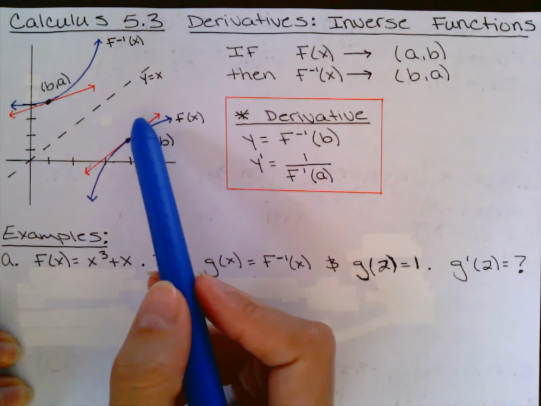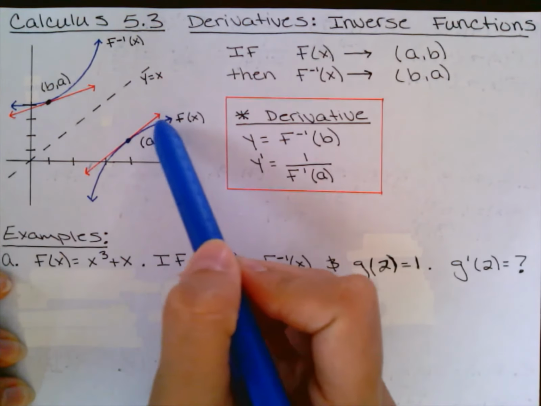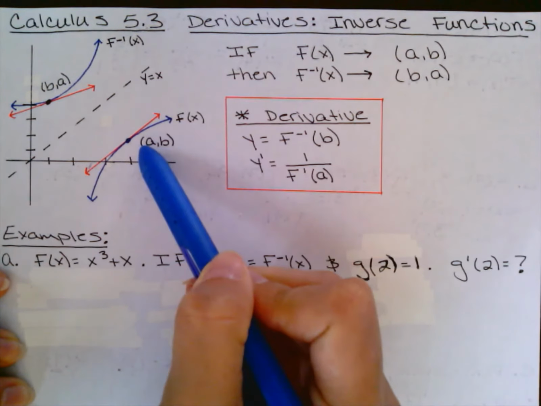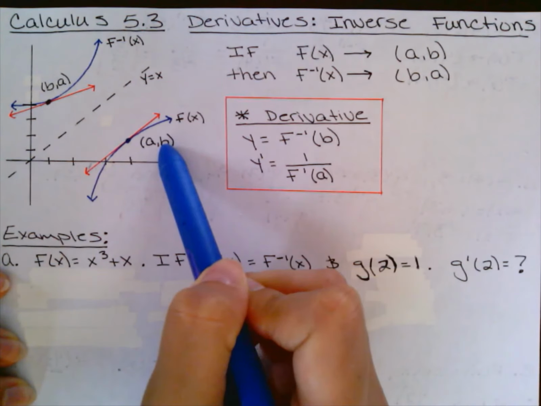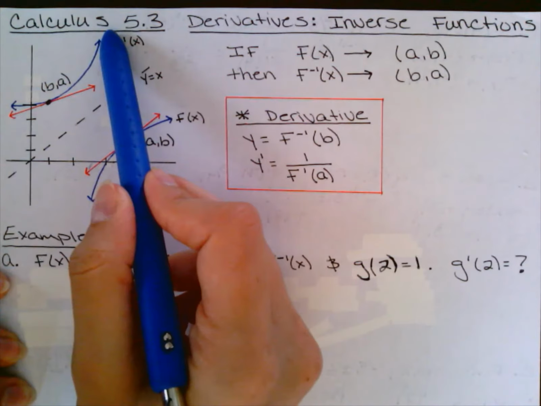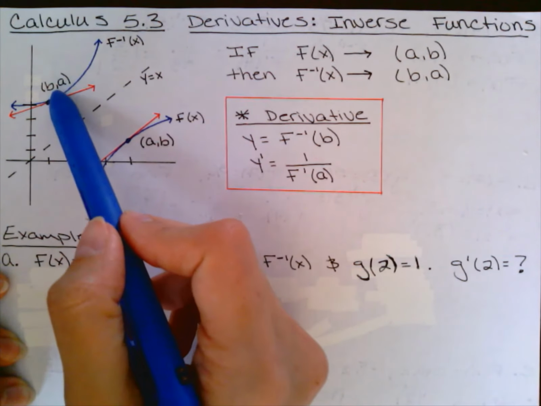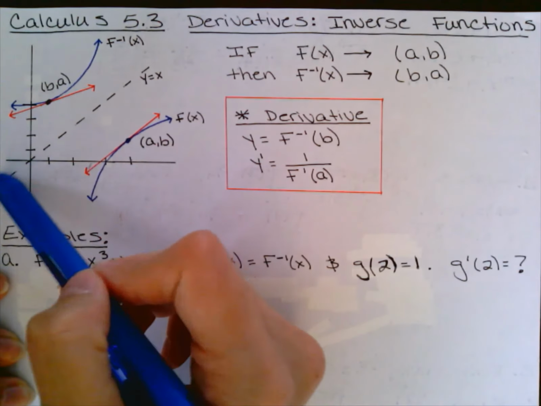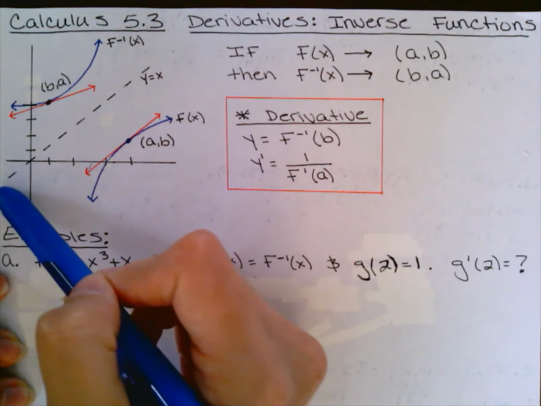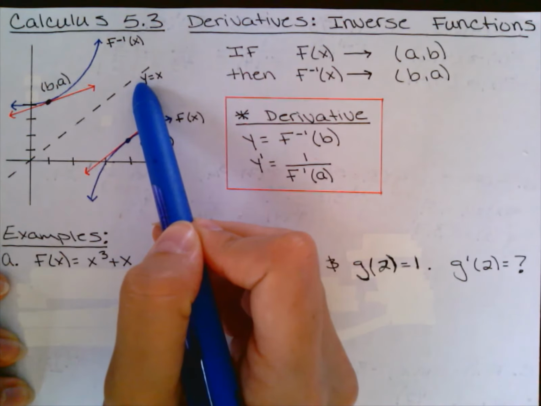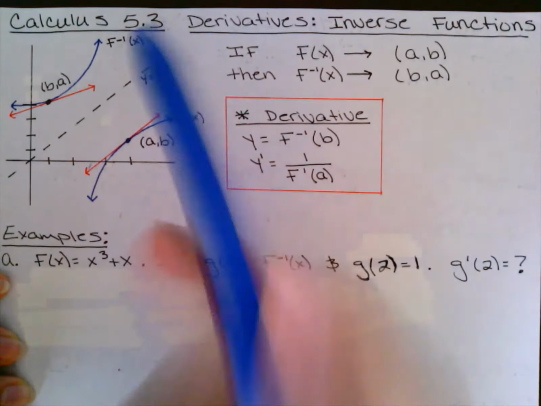So some reminders from algebra. If a function has an ordered pair of a comma b, then its inverse function has the exact inverted ordered pair, which is b comma a. Another thing is that inverse functions reflect over the line y equals x.